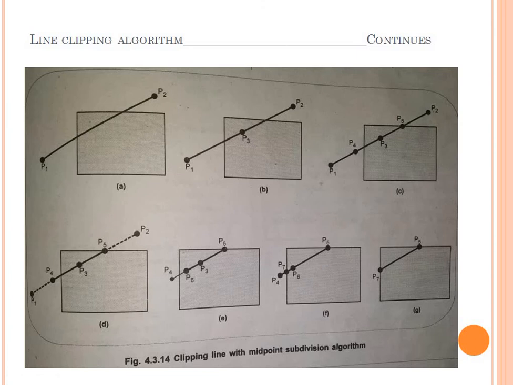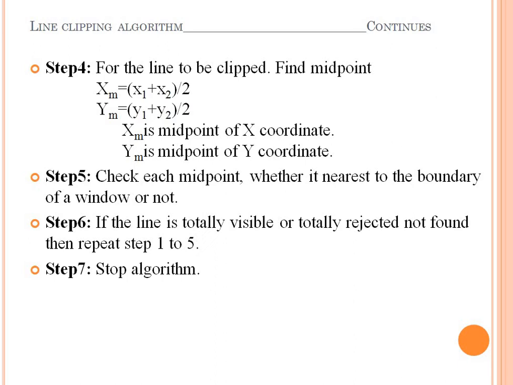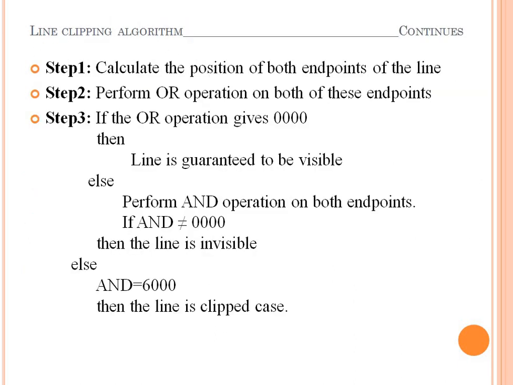So it is observed that line segment P4 P7 is outside of the clipping window, so this line is rejected. Then line segments P7 P6 and P6 P5 are visible, and only these lines are displayed, because they are completely inside the clipping window. So this is the midpoint subdivision algorithm.